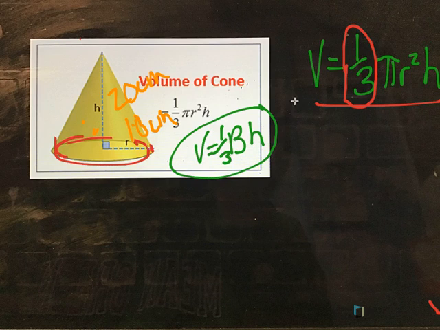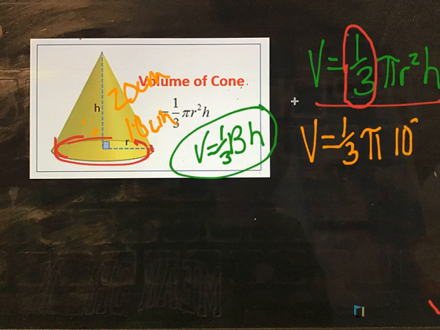So what we're going to do next is plug in what we do know to solve for what we don't know. We know 1/3. We know pi is pi. We know our radius is 10 squared, and our height is 20. Oh, ran out of room. That's a 20 right there.